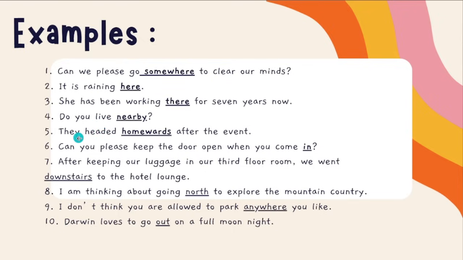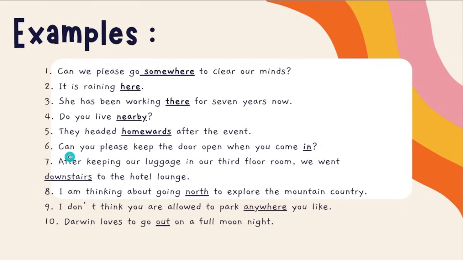So another example is, they headed homewards after the events. So the adverb of place here that they use is the word homewards. So it modifies the word headed. So headed is an example for an action word, which is the verb.